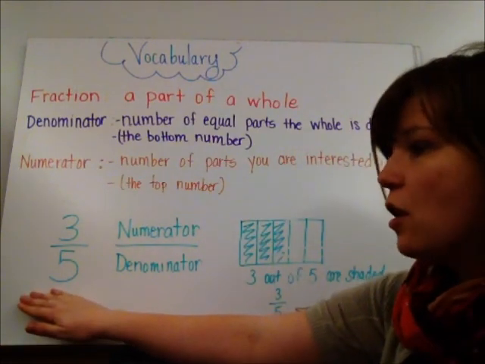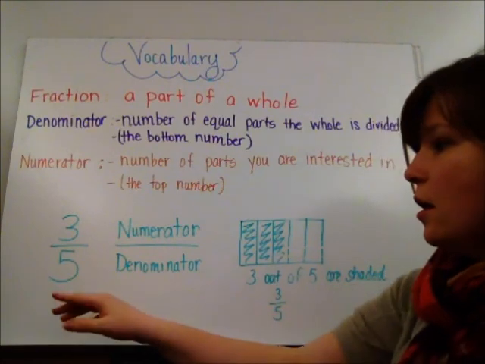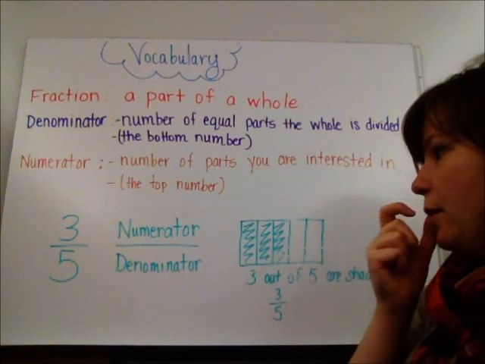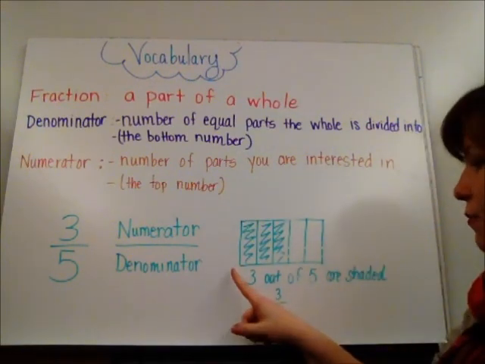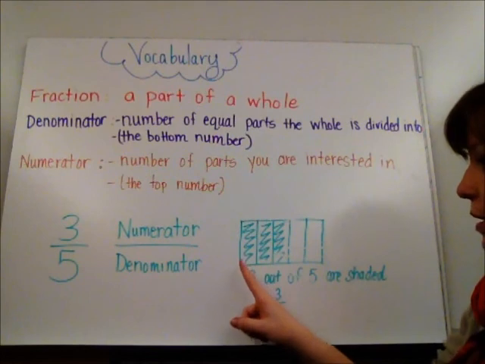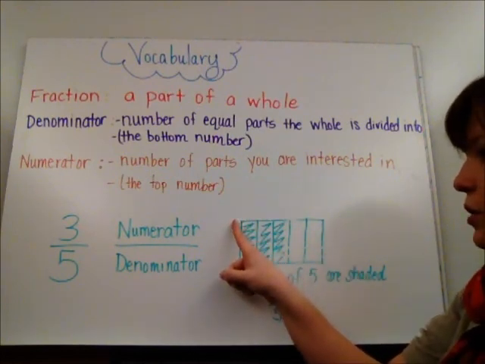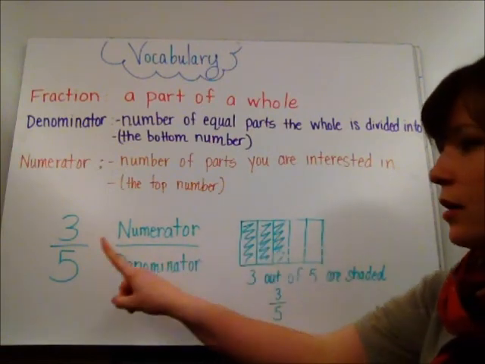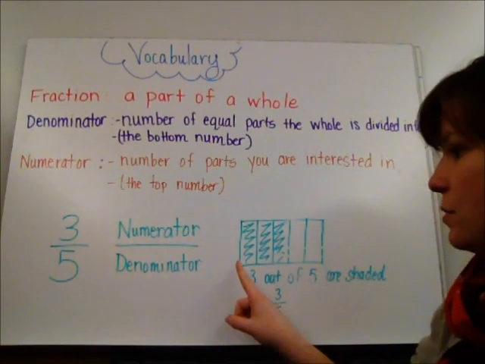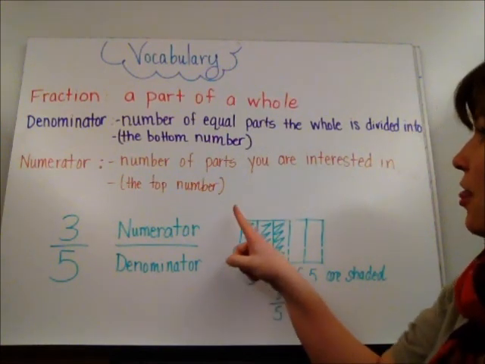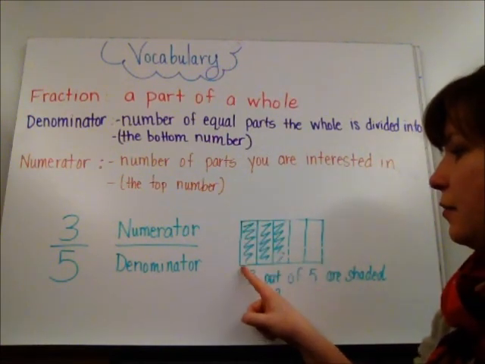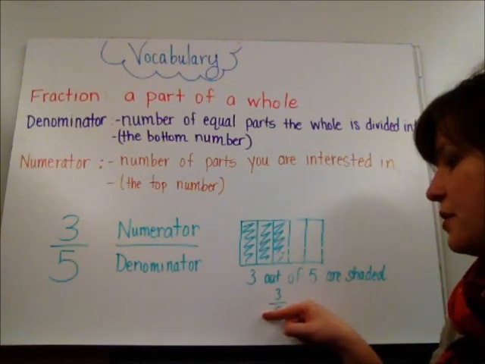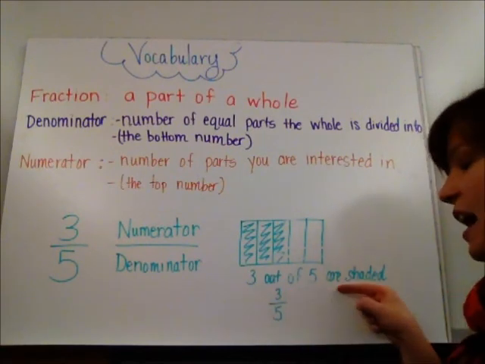So I have this fraction 3/5. The top number is the numerator, the bottom number is the denominator. This is kind of faded a little bit, but this is our whole. So our whole is divided into 5 parts, 5 equal parts. That's our denominator. That's where that comes from. The number of parts we are interested in is the number of parts that are shaded. So that's 3. So 3/5 are what we're interested in. 3 out of 5 are shaded.